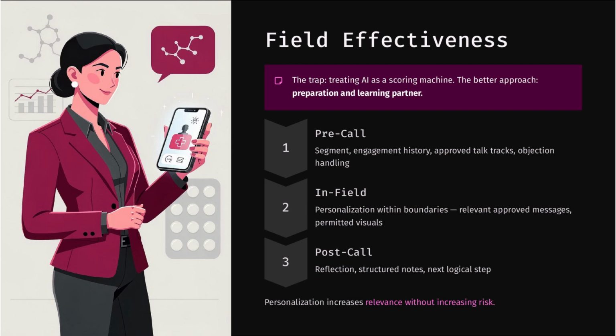The most powerful part is that the agent can personalize within boundaries. Personalization in pharma cannot mean inventing claims or tailoring clinical messages beyond what is approved. It can mean choosing which approved messages are most relevant for a segment, selecting which case studies or visuals are permitted, and matching tone and length to the channel norms. That kind of personalization increases relevance without increasing risk.